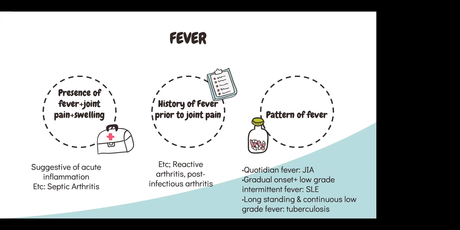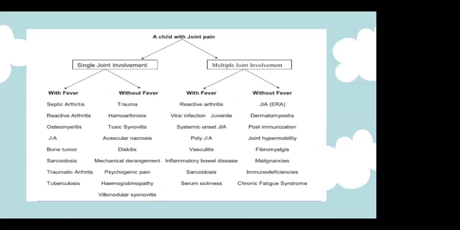And then if it is gradual onset with low-grade intermittent fever, then you can think about SLE. If it is long-standing and continuous low-grade fever, then you can think about tuberculosis or infection causes. Next. By now, your differential diagnosis has been narrowed down. Next.